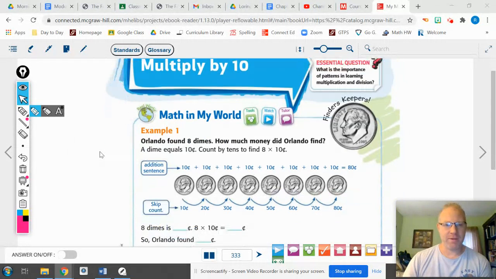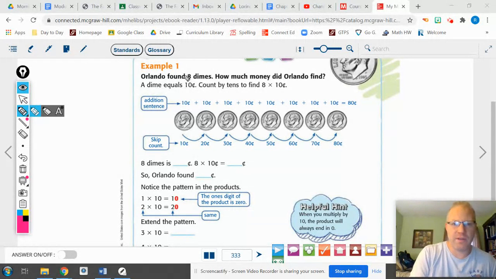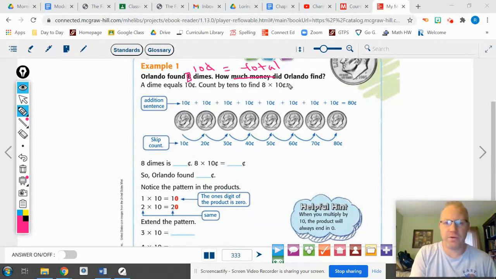So, Math in My World, it says Orlando found 8 dimes. If you're not familiar, a dime is 10 cents. So, he found 8 pieces that are worth 10 cents. How much money did he find? So, the first thing we want to focus on is what are they asking us? So, we know that he has 8 10 cents. And then they're asking how much money does he have? And this is a total. So they want to know how much he has in total.